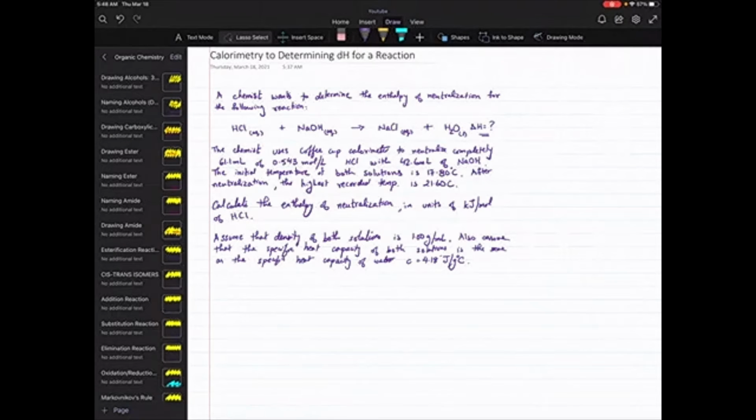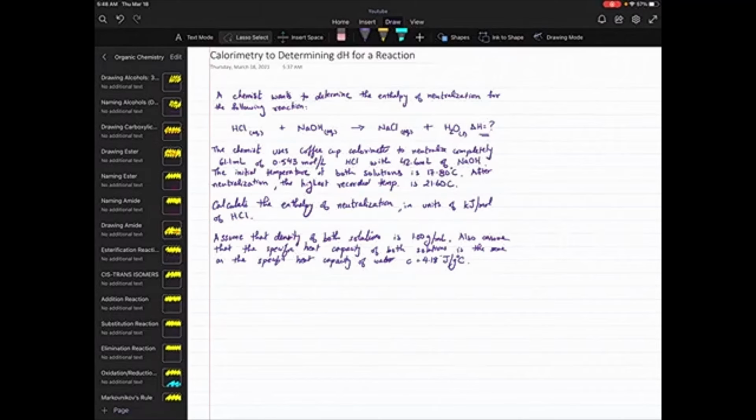Right, so now we have the question set up. We need to come up with a plan as to how we are going to solve this question. So in this reaction, the initial temperature is 17.80 degrees Celsius and the final temperature is 21.60 degrees Celsius. Right away, we can tell this is an exothermic reaction. The reason for that is the temperature of the solution, or the temperature of the calorimeter, has gone up. Since the temperature is going up, that means energy was released from the reaction, and therefore this is an exothermic reaction.